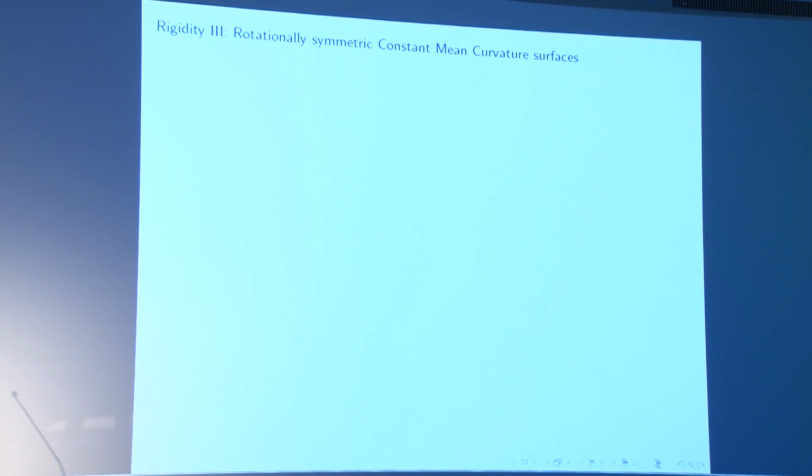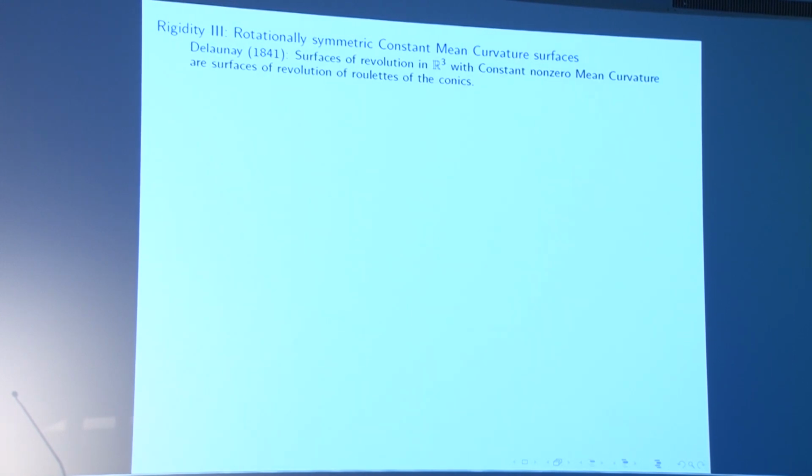So I turn now to the other rigidity result. This is the rigidity result that comes in the class of rotationally symmetric surfaces. The class of rotationally symmetric surfaces with constant mean curvature was classified by Delaunay. These are obtained by roulettes of the conics. And so they are cylinders, unduloids, spheres, and nodoids.